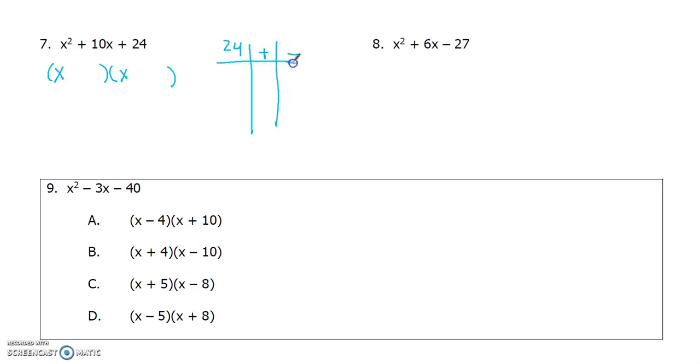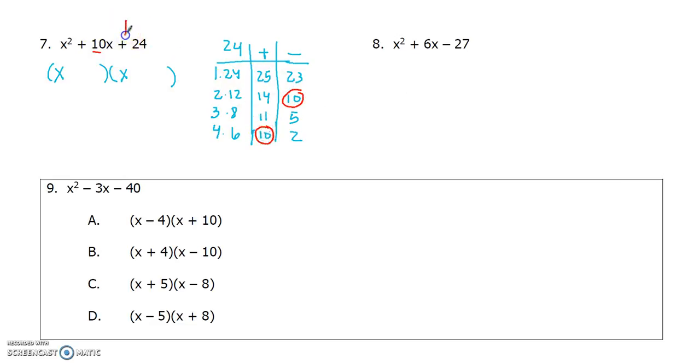So we'll fill in our little chart. So we have 1 times 24 and 2 times 12 and 3 times 8 and 4 times 6. I think that's all. And then we will add and we will subtract, and add and subtract. And so we are looking for our middle term of 10. But if you'll notice, I found it twice, right?